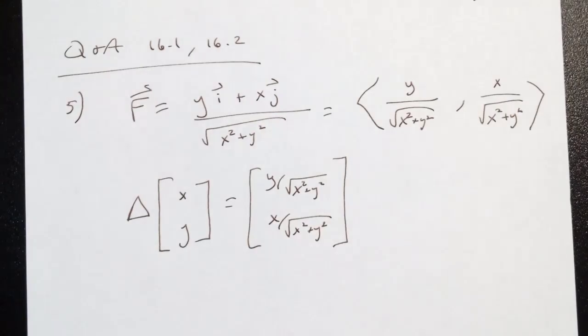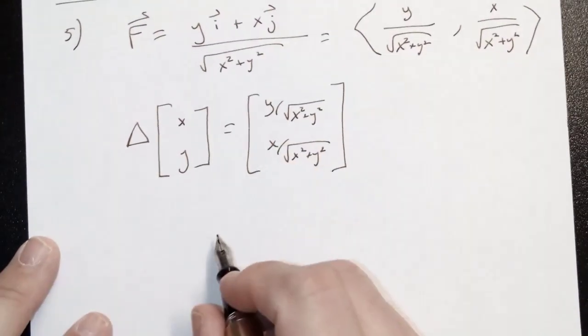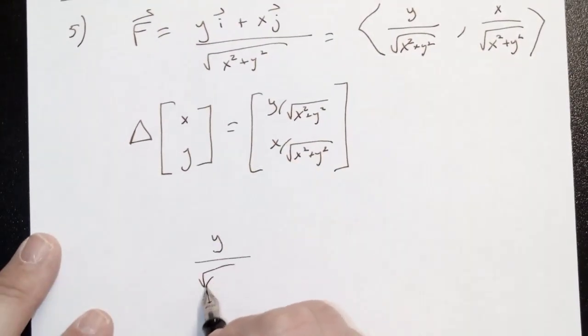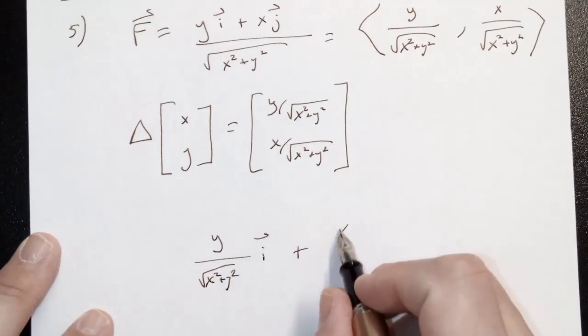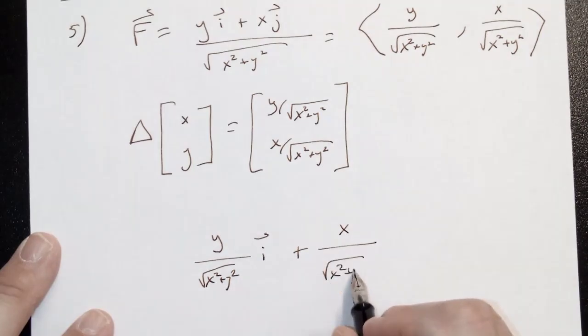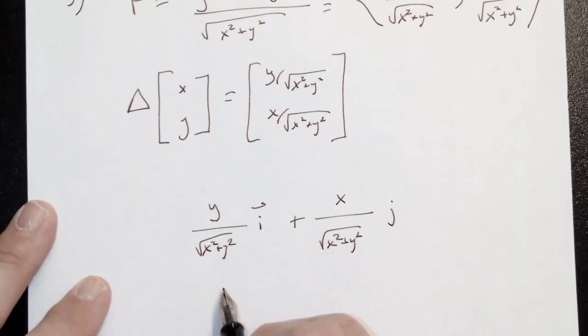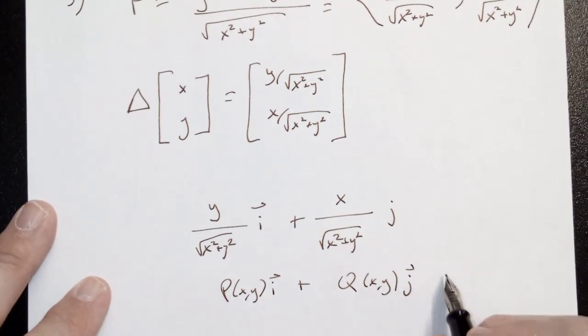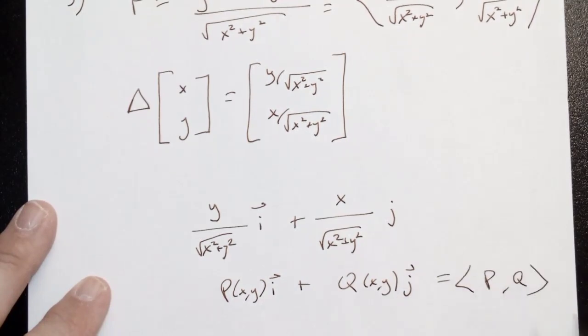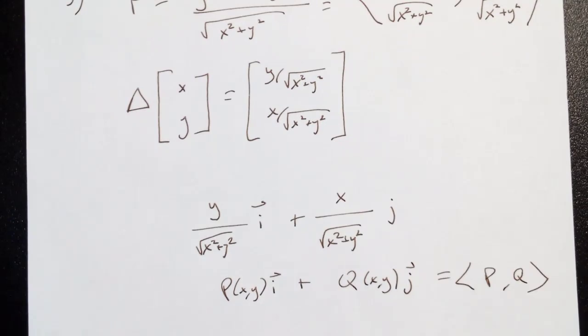So another way I could write this vector field is y over the square root of x squared plus y squared i, plus x over the square root of x squared plus y squared j. And this would be like the P and the Q functions, which is the same as writing it like that. So that's the whole idea: I take the i part, put in the first coordinate, then the j part. If it was in 3D, I'd put the k component as well.